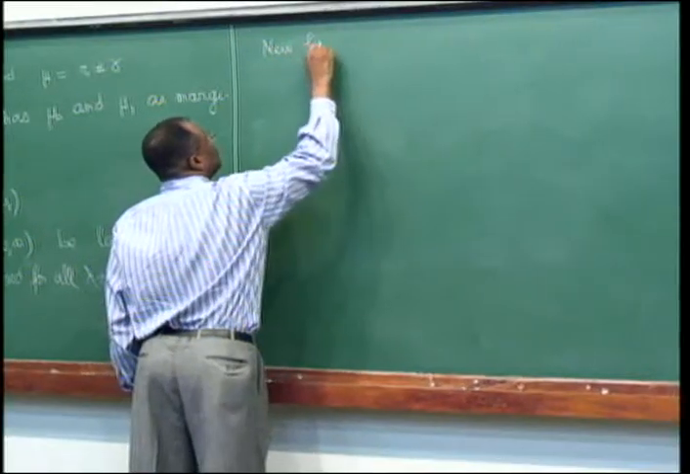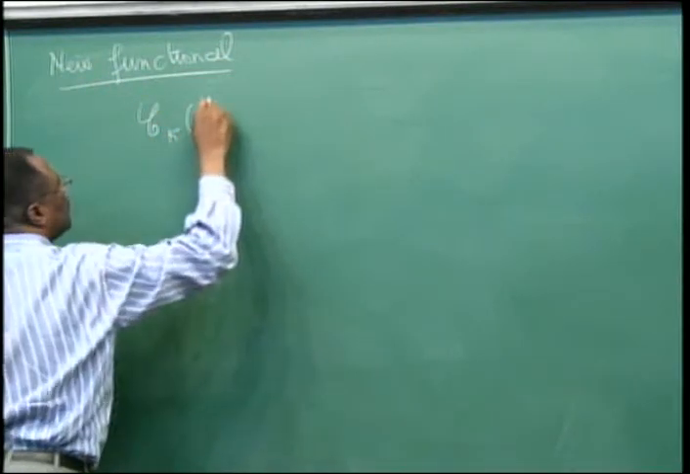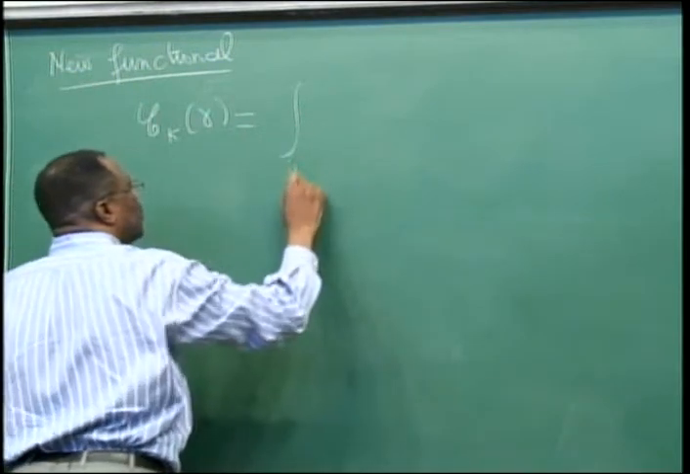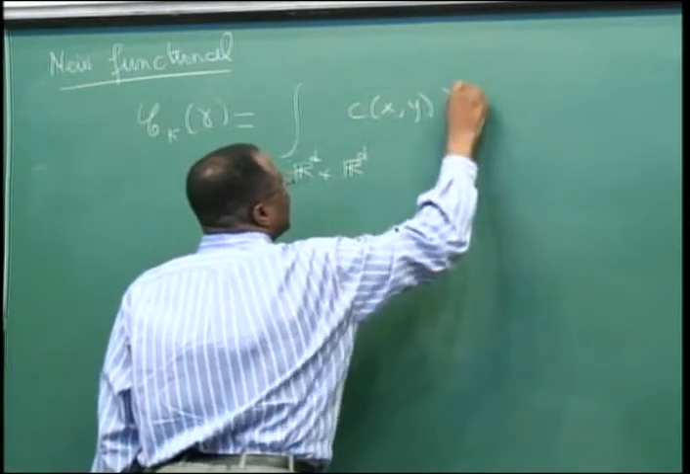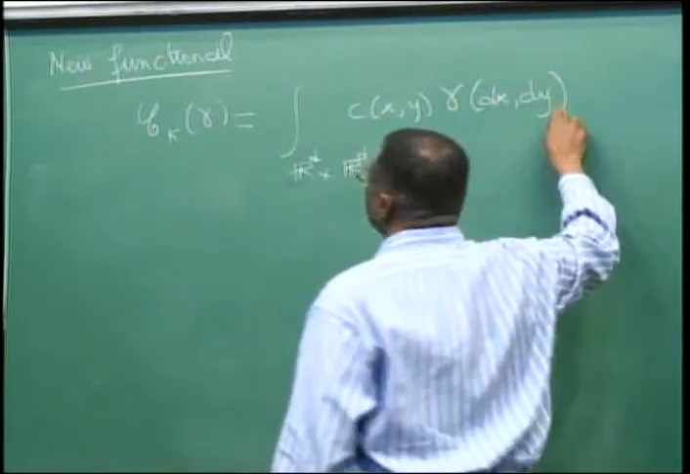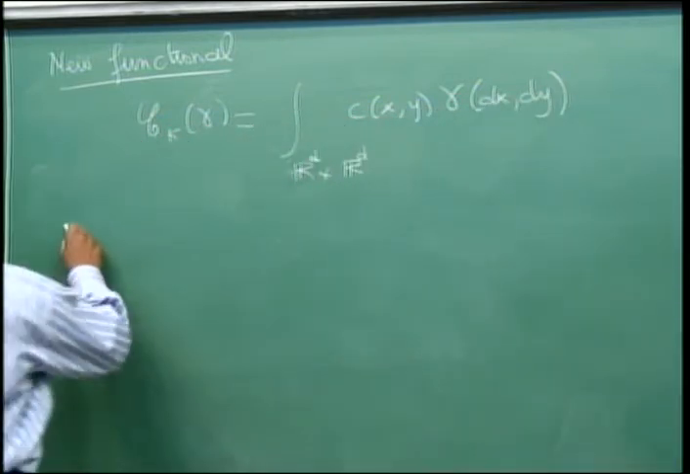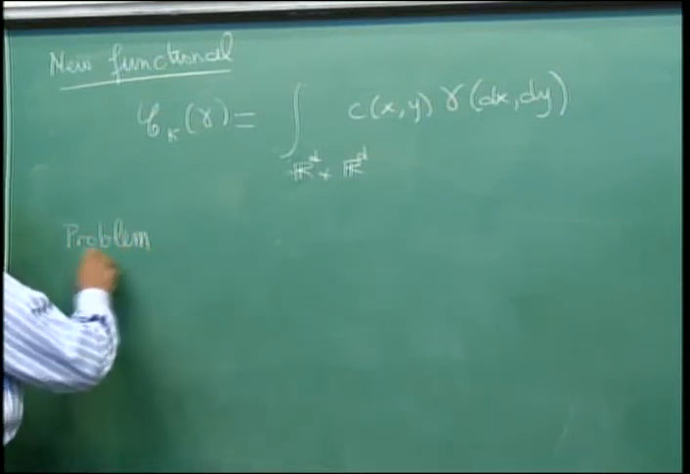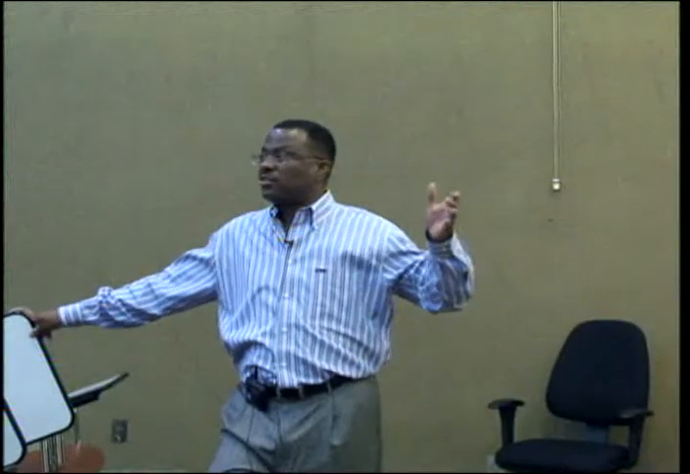Now a new functional. The cost functional CK of gamma is the integral over RD cross RD of C xy gamma dx dy. And the Kantorovich problem is, okay. Before I write the problem, I would like to say that the core focus of Kantorovich is not to prove that this problem has an infimum, because as we will see soon, it is trivial from the calculus of variation point of view that this problem has an infimum.